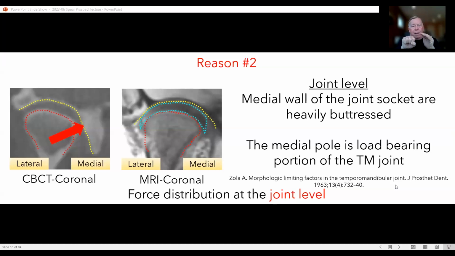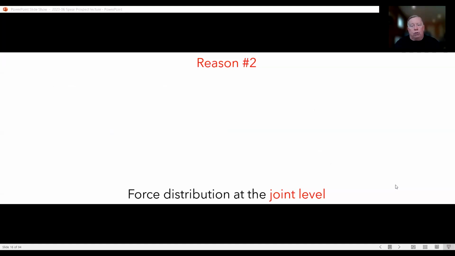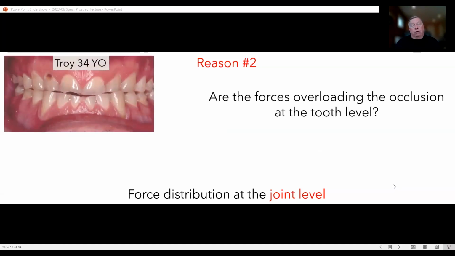In the anatomy, the medial aspect of the joint socket is really thick, dense bone. It's perfect for load distribution. So the medial pole is the load-bearing part of the joint. So when we think about load distribution, let's think at the tooth level.